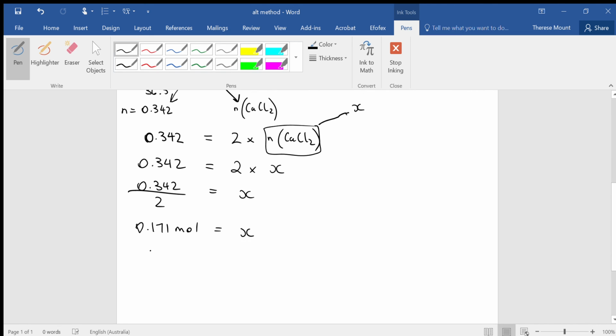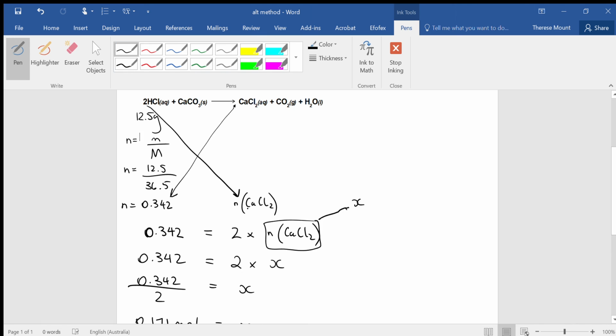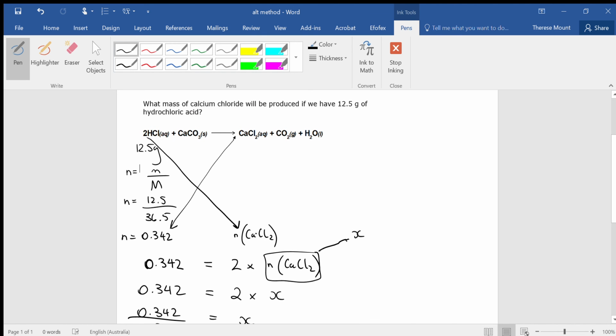So just remember x is the mole of CaCl2, 0.171. So to find grams, we just multiply that value by its molar mass, which is 111.1. So the grams of calcium chloride is 19.0 grams. So that's what we call the cross method. It may be easier to initially even call this x, but just keep track of what x actually is as you do your working.